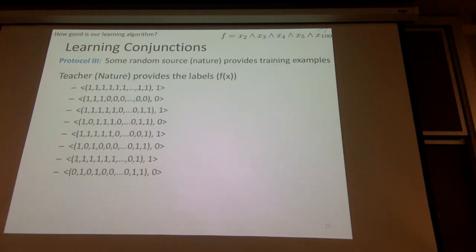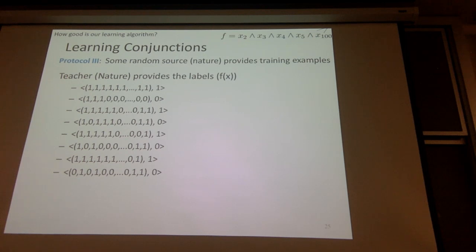Let's go to the third protocol, which is the more realistic one, and that's the protocol that we'll be looking at pretty much for the entire semester. This is supervised learning. There is some random source that picks examples. Neither the learner nor the teacher get to control which examples are labeled. Some random set of examples are labeled.